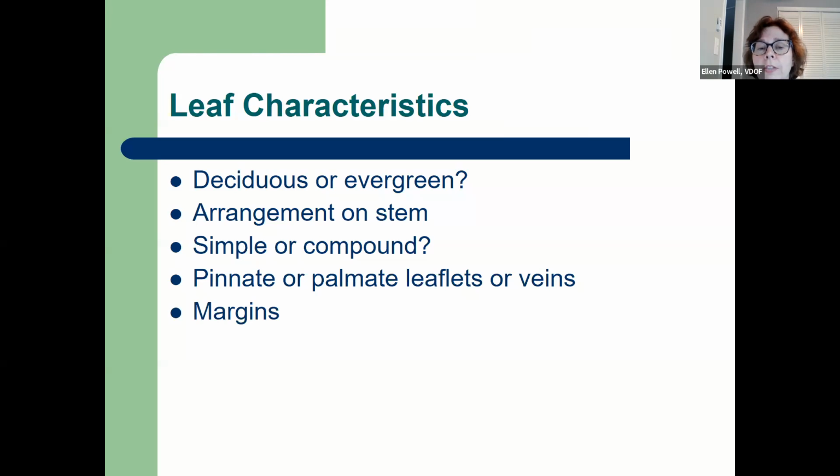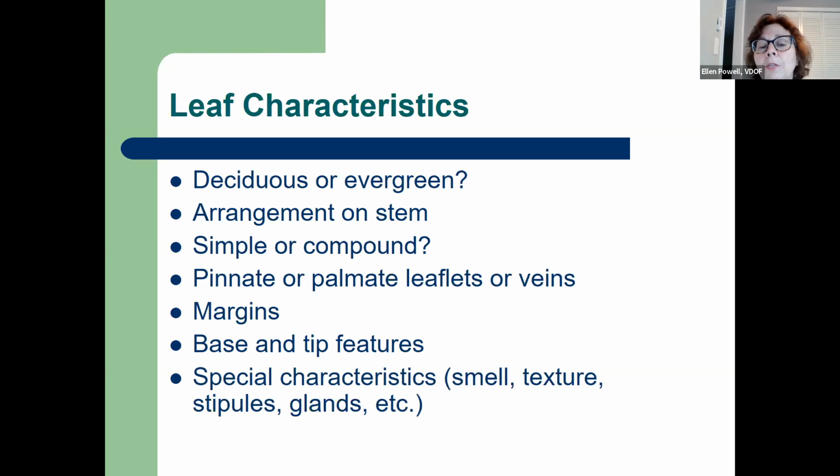The margins of the leaves are the edges, and we also want to look at those. They have different characteristics as well. And then the base of the leaf, where it joins the petiole, and also the tip of the leaf can also be very distinctive depending on what species you're looking at. Finally, for leaves, we have special characteristics. These are always my favorite to teach when I'm in person, because we can scratch and sniff when we pass them around, feel the texture, look for special glands that might be on the underside. Smell is a really cool thing to know to impress your friends. If you know of a tree that has particularly nice smelling leaves, that's something that you can share.